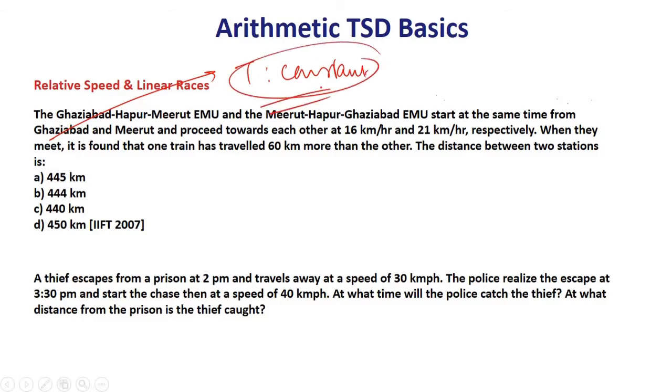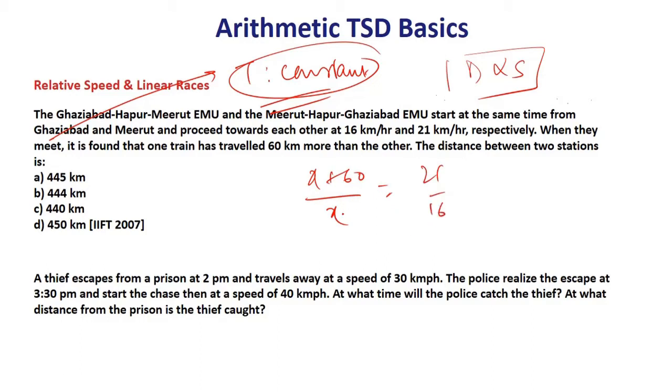Right? Whenever they meet, time is always a constant. So in this case, time is a constant. Therefore, distance travelled must be proportional to the speed. So one train has travelled x plus 60, the other has travelled x, and the speeds are in the ratio 21 and 16. So if you just solve this, this becomes 21x = 16x + 16 into 60, 5x is equal to 16 into 60.